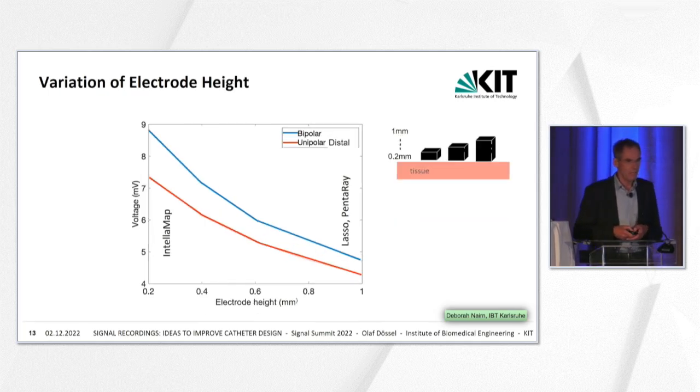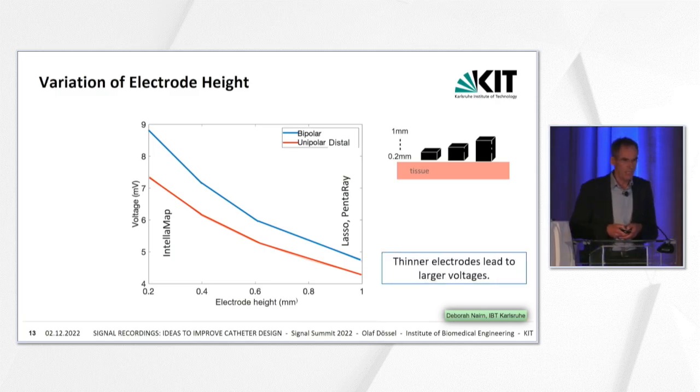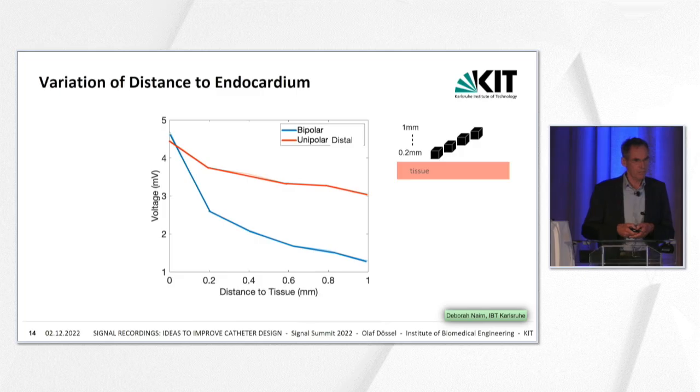In particular, the electrode height is important. So if you see the picture with the tissue and the height, and if you increase the height, the signal goes down. So what is the message? Thinner electrodes lead to larger voltages. And this is, of course, also known to everybody.